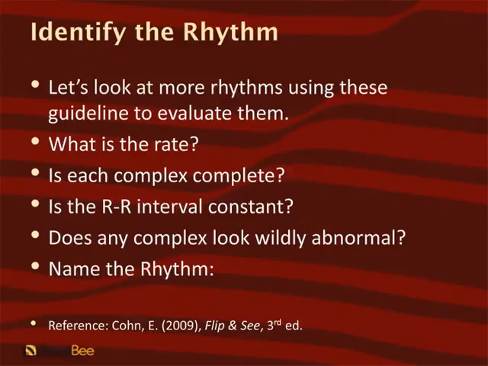In class, we went about trying to evaluate some of the same patterns we've talked about in this podcast. But remember to use these guidelines. What is the rate? Is each complex complete? Is the R to R interval constant? Does any complex look wildly abnormal? And once you've answered those questions, you'll be able to go about naming the rhythm.